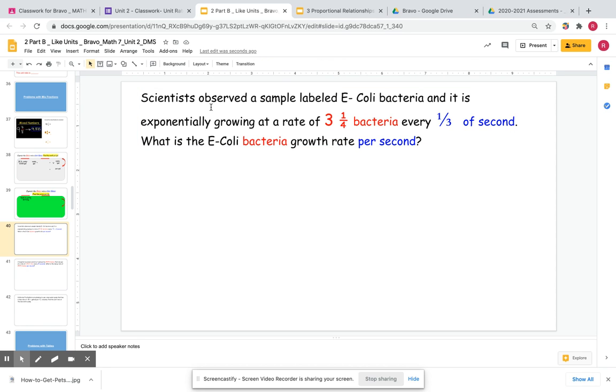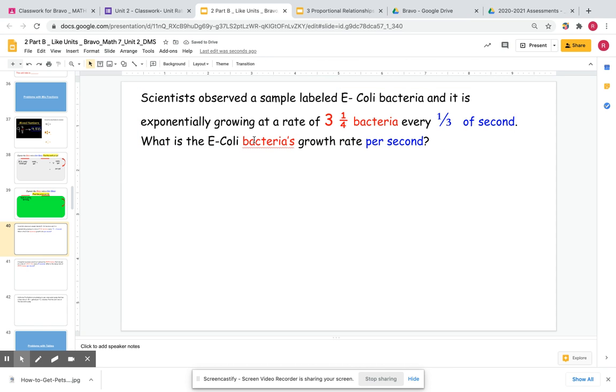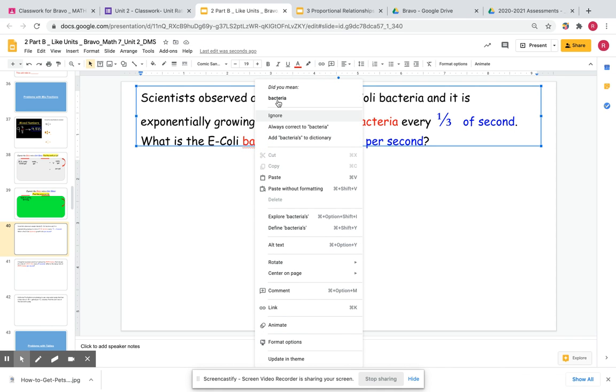So it reads, scientists observed a sample labeled E. coli bacteria, and it is exponentially growing at a rate of 3 and 1/4 bacteria every 1/3 of a second. What is the E. coli bacteria growth rate per second? Okay, go ahead and read this problem to yourself one more time. And while you are reading it, my question for you will be, what is this narrative? What is the story talking about?